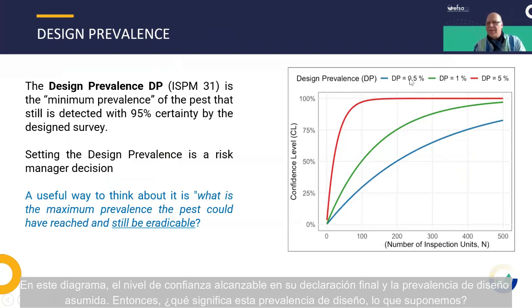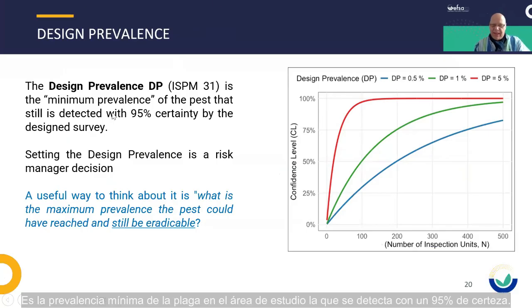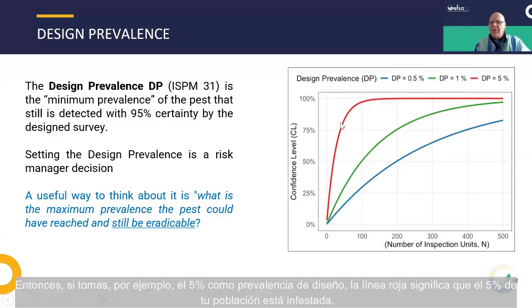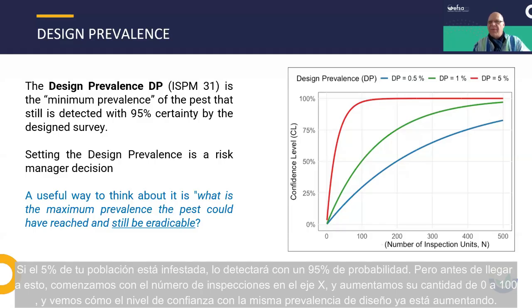So what does this design prevalence mean that we assume? It is the minimum prevalence of the pest in the survey area that is detected with 95% certainty. So if you take, for instance, 5% as design prevalence, the red line, that means 5% of your population is infested. So if 5% of your population is infested, then you will detect this with 95% probability. But before we come to this, we start with the number of inspections on the x-axis and raise their amount from 0 towards 100. And you see how the confidence level with the same design prevalence is already rising.